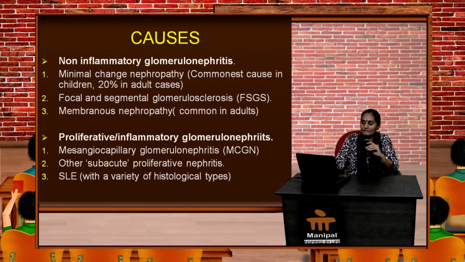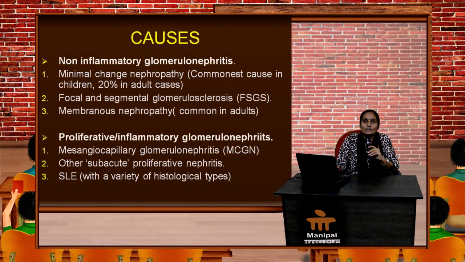Let's move on to the inflammatory glomerulonephritis. Here we have mesangiocapillary glomerulonephritis, and less common ones called subacute proliferative and SLE. SLE has some 5 different histologies in lupus nephritis, which we can discuss later.